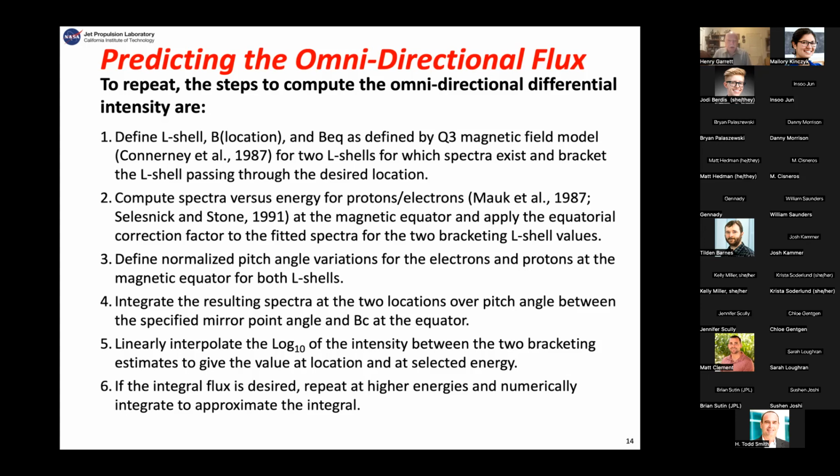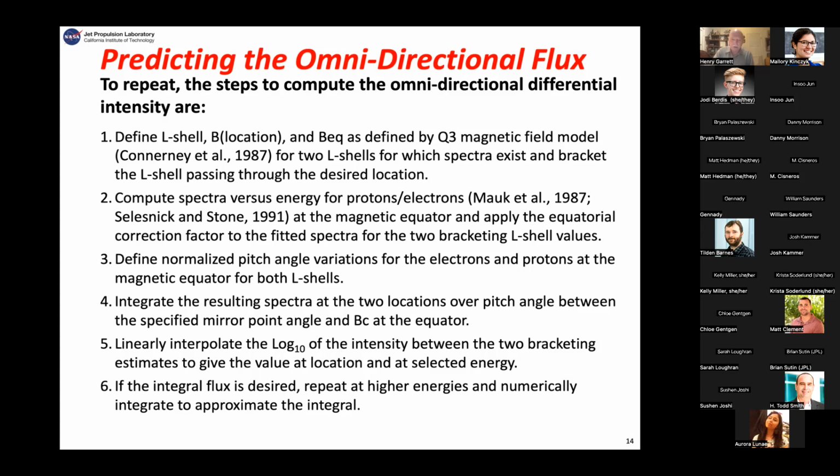Then we defined the normalized pitch angle variation. Then we integrated for both locations to get the differential flux at both locations. And then we logarithmically interpolated between those points. And if the integral is desired, the model also does a number of higher energies, and you can get an integral flux as opposed to the differential flux. That's the way the model works.